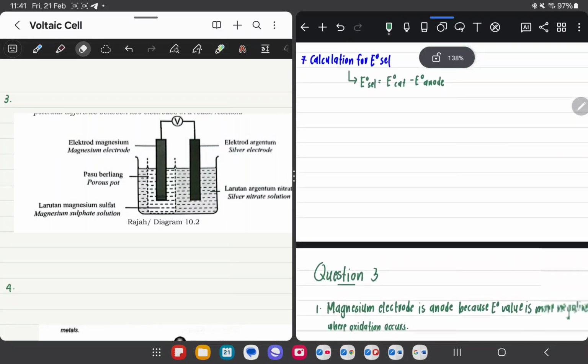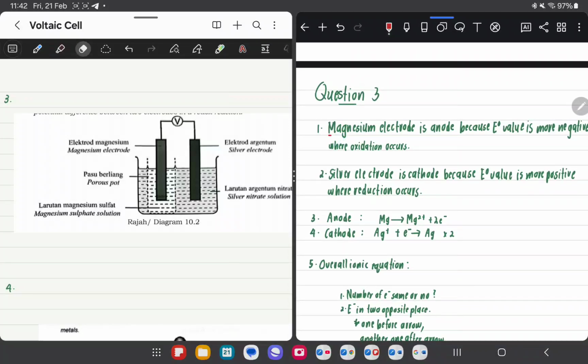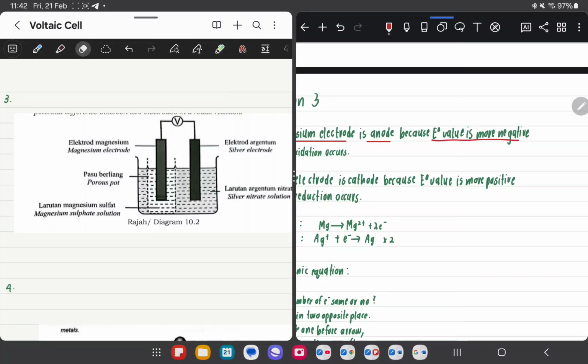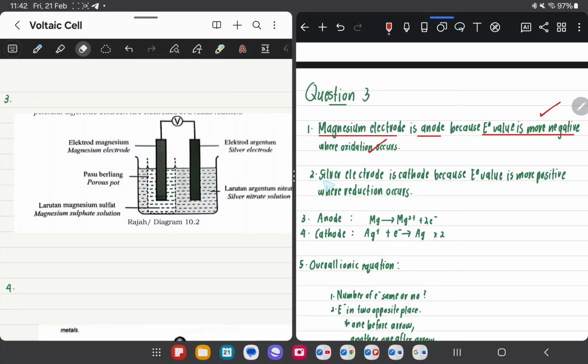It sometimes can be worth up to 10 marks. So where are the marks? You determine the magnesium electrode is your anode, because its E0 value is more negative, which would be your first mark. With the process, you tell what happens. The silver electrode is your cathode, because its E0 value is more positive. Make sure you give the reason. Remember for a voltaic cell, the reason would always be the E0 value. For a voltaic cell, we won't consider other factors. We only refer to the E0 values in the standard electrode potential table. So you say that reduction occurs. So you get the third mark, fourth mark.